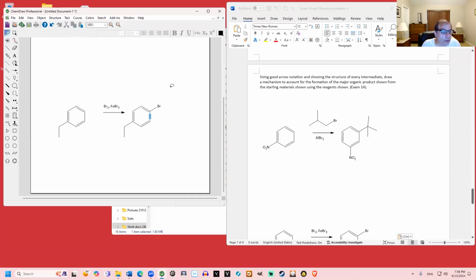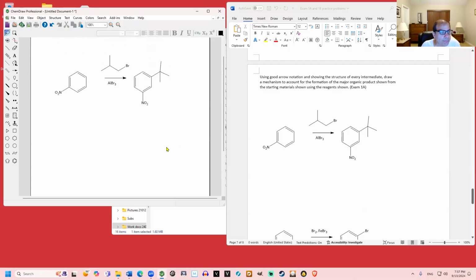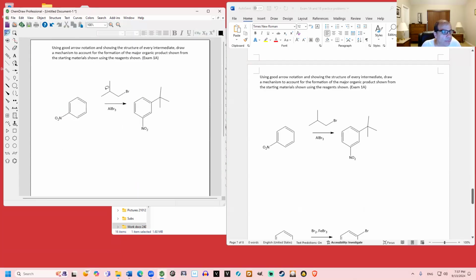So these are both electrophilic aromatic substitution reactions. So they're both pretty much going to have the same mechanism. The first one is a Friedel-Crafts alkylation, where we start with isobutyl bromide, but we get the tert-butyl substituted compound. The reason for that is because we're going to get a carbocation that will undergo a hydride shift and rearrange. Notice that the tert-butyl group goes meta to the nitro group, just as we would have expected. Nitro is a meta-directing group.